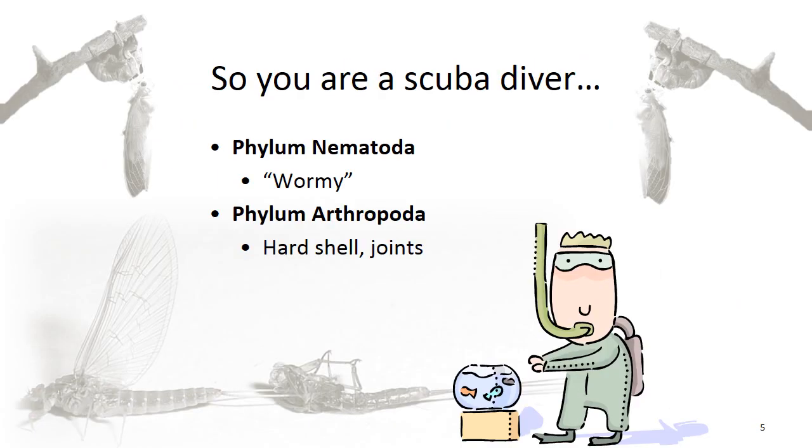So you're a scuba diver. How would you tell the difference between Nematoda and Arthropoda, the two phyla in Ecdysozoa? And the answer is that nematodes tend to be very wormy in appearance. They look like worms. They're not actually true worms, but they do look like worms. And arthropods tend to have hard outer shells and joints. They are your joint-legged animals.